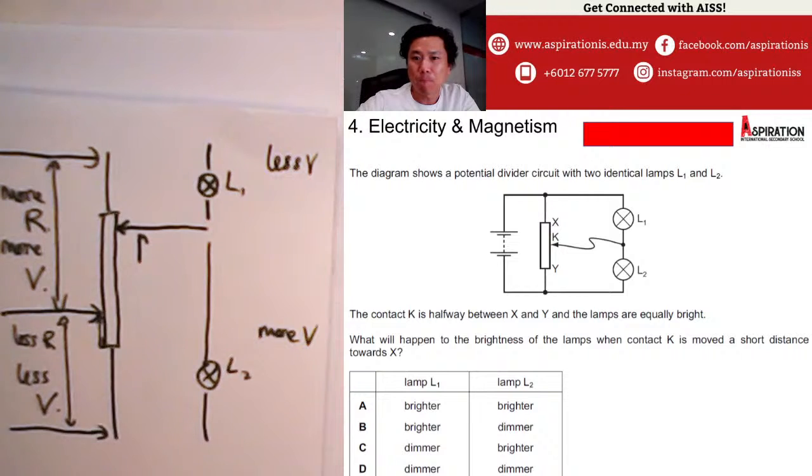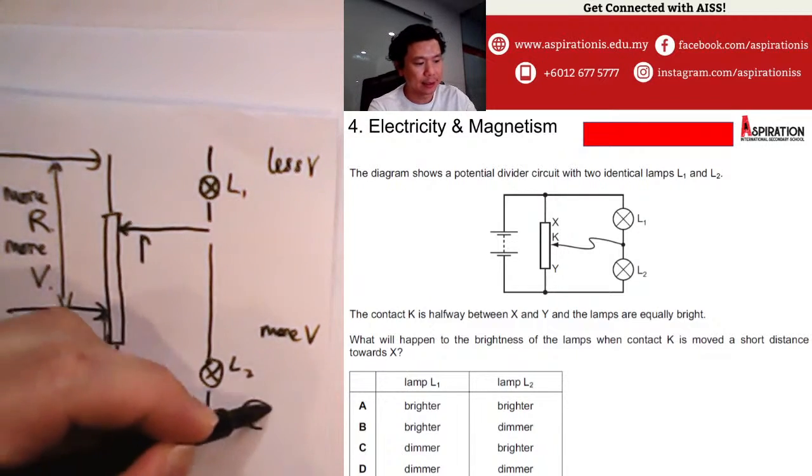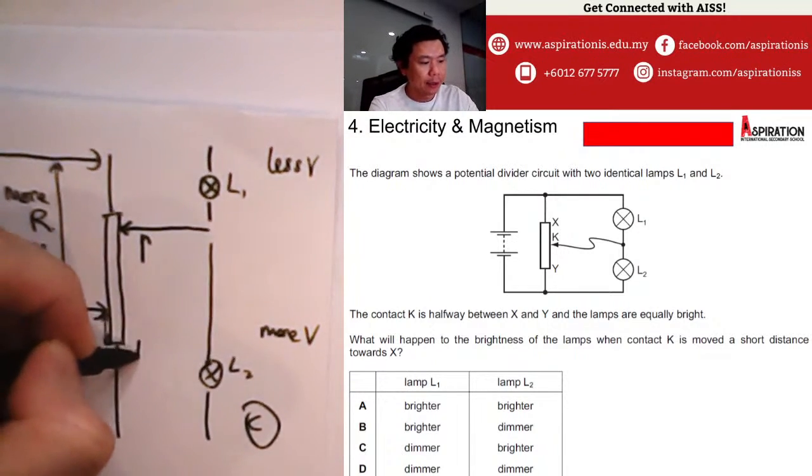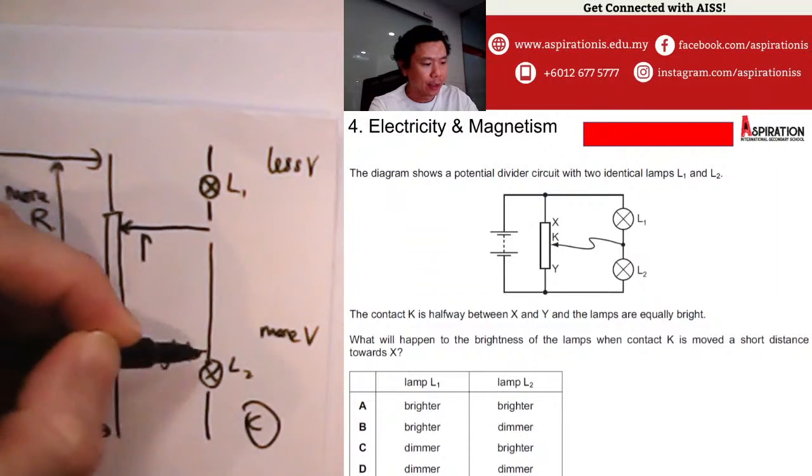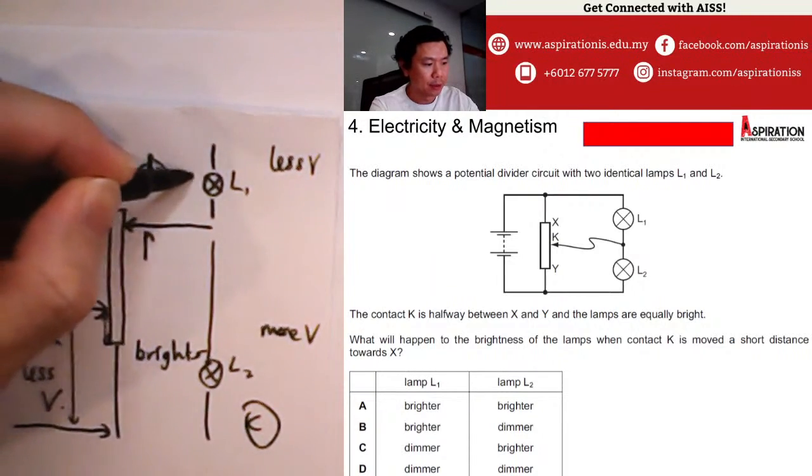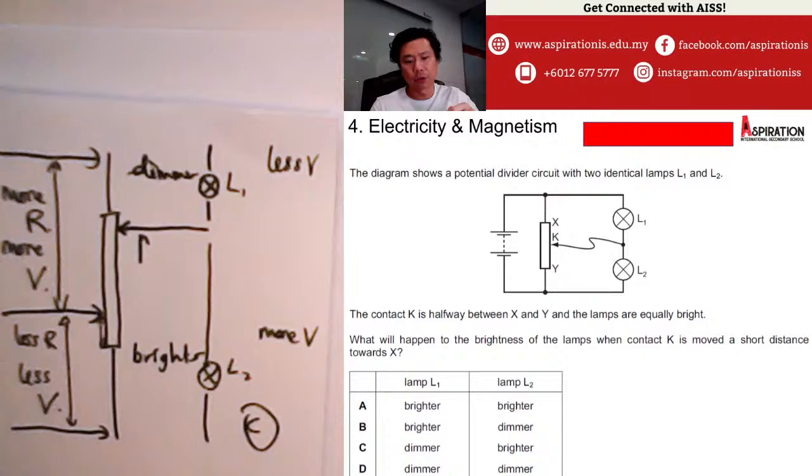C, Dion. You are absolutely right. Okay, so the answer is C, because the answer cannot be D, right? It cannot be dimmer and dimmer because this is a potential divider. One gets less, the other gets more. So yes, the answer is C. This will be definitely brighter and this will be dimmer. It corresponds to the voltage across the length.